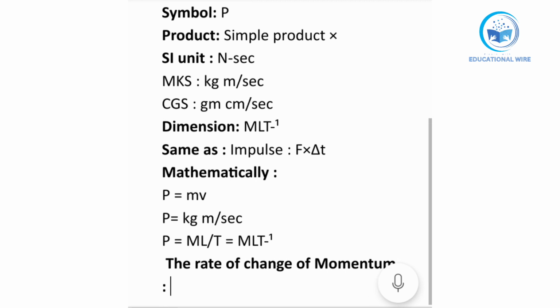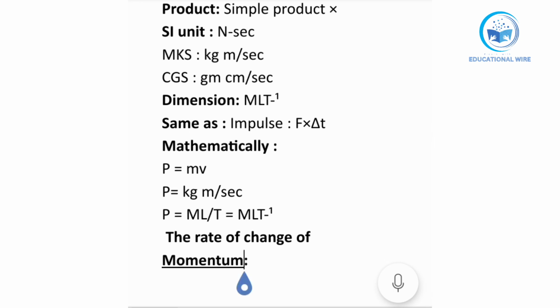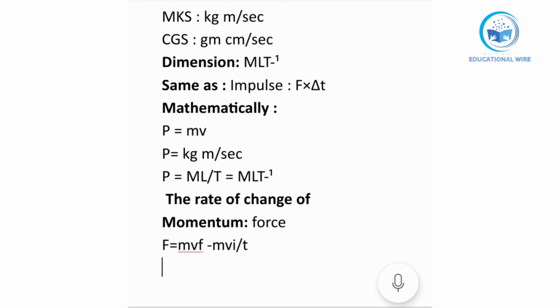Means how momentum will change, what is the rate at which momentum will change over there. Okay, so the rate of change of momentum. Talking about the rate of change of momentum, we can write here that the rate of change of momentum is equal to force. How is it force? According to the second law of motion, we have F is equal to mv_f minus mv_i upon t, a short interval of time.